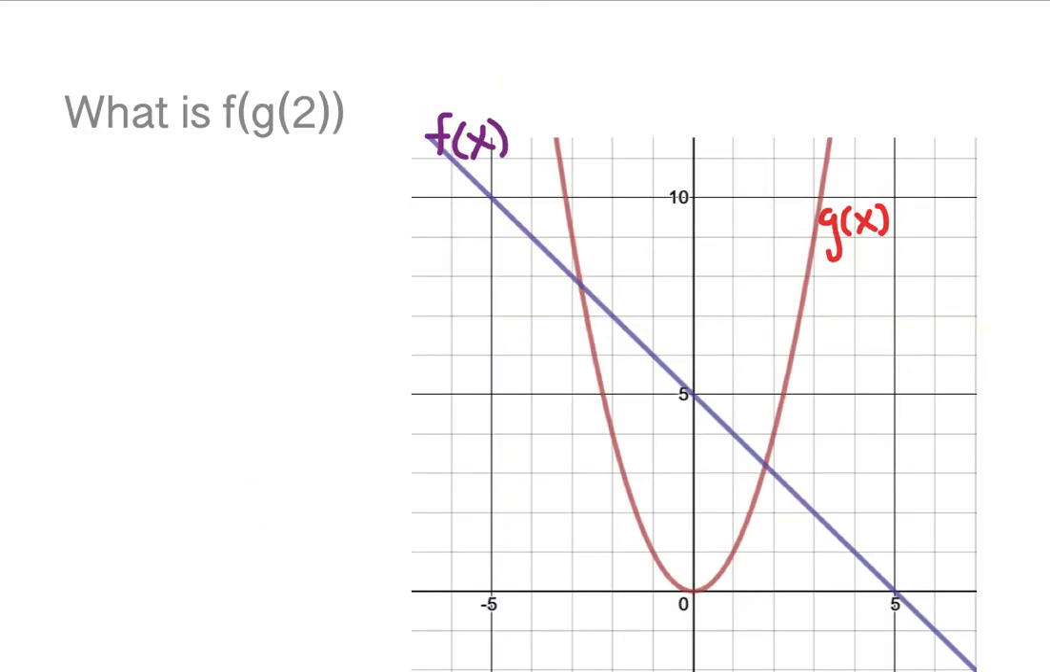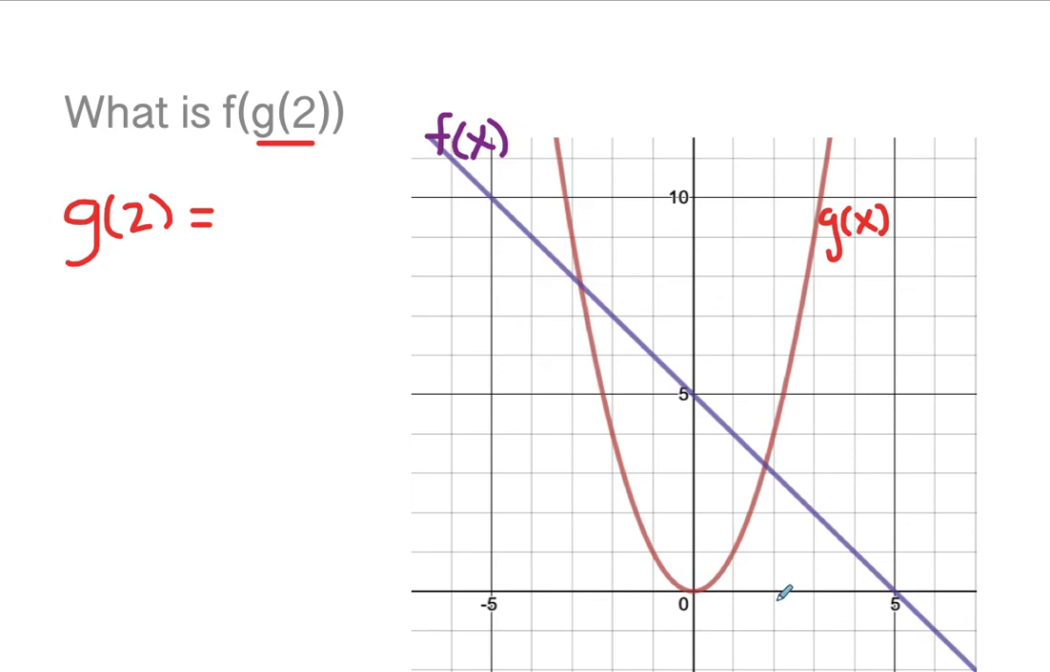So here's the graph of these two functions. We have f of x, we have g of x. It looks like f of x is some linear function, g of x is some type of quadratic function. It actually looks like the parent function. So if I want to find f of g of 2, the first thing that we need to do is find g of 2. How do we find g of 2 on the graph? Well, I know what the x value is. The x value is 2. I need to know what the y value is. If I go to the x value of 2, what is my y value for g?